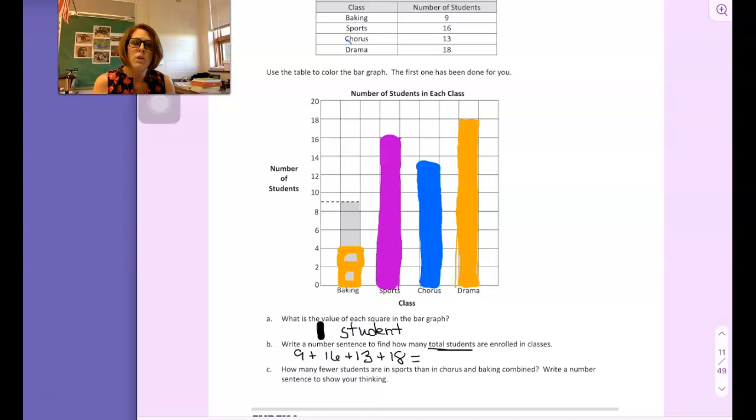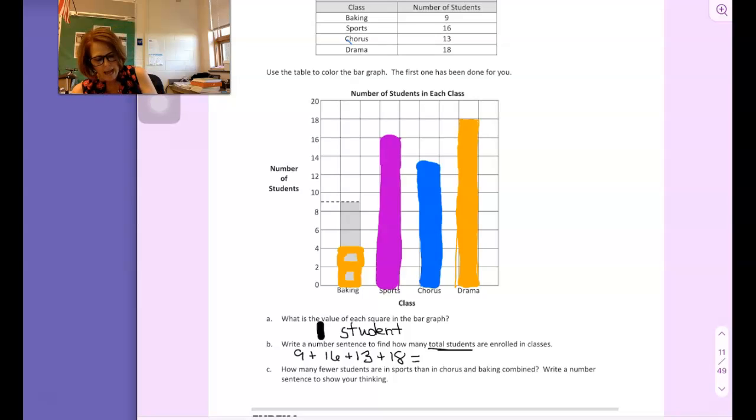And boys and girls, you can do this by hand. You can use a calculator. I'm fine if you use a calculator for this, because we're not testing your adding skills here. We want to see if you can find the total and you understand what you're trying to find.